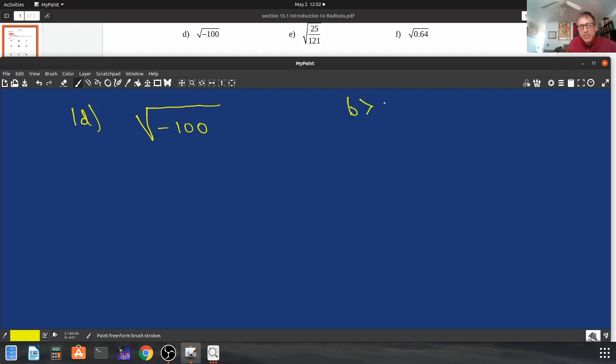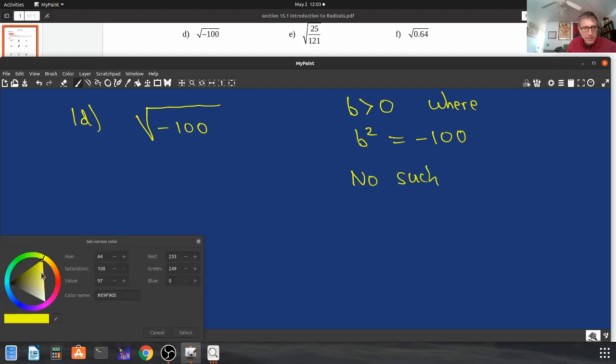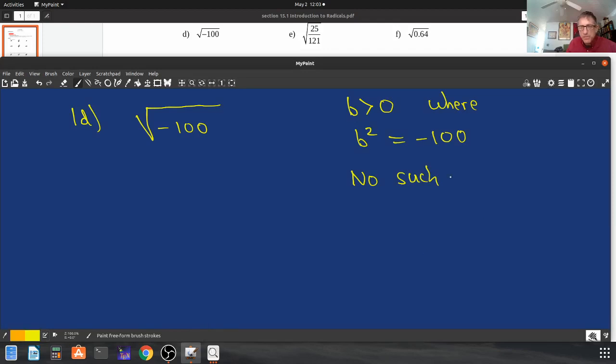I want to find some b greater than 0 where b squared is equal to minus 100. Well, any number greater than 0 squared is positive. So I cannot find some number b greater than 0 where that number times itself is equal to a negative. So the answer is no such real number exists.